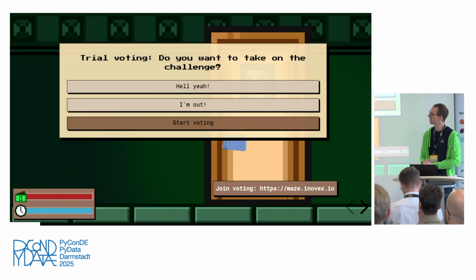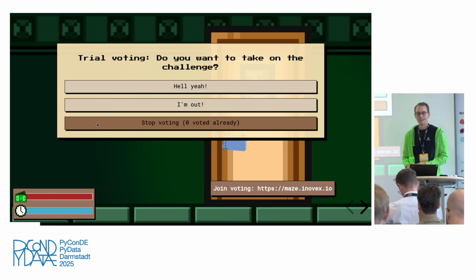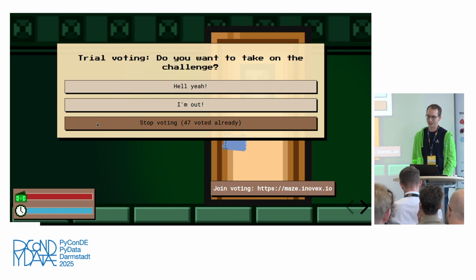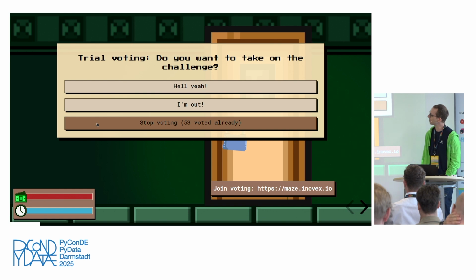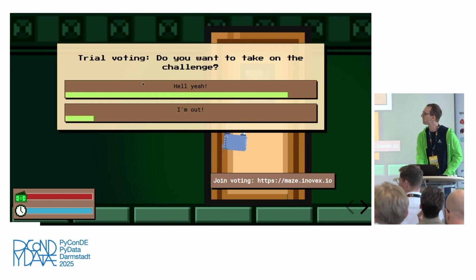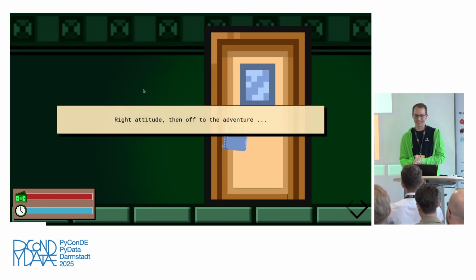So let's just try if the voting is working. You should see a decision now on your mobile phones, and you can vote. And well, let's estimate maybe 60 persons in here. So around this, I will stop the voting. Let's have a look. Okay, some of you are a bit skeptical, but most of you are on. I like that. So let's start with the actual adventure.